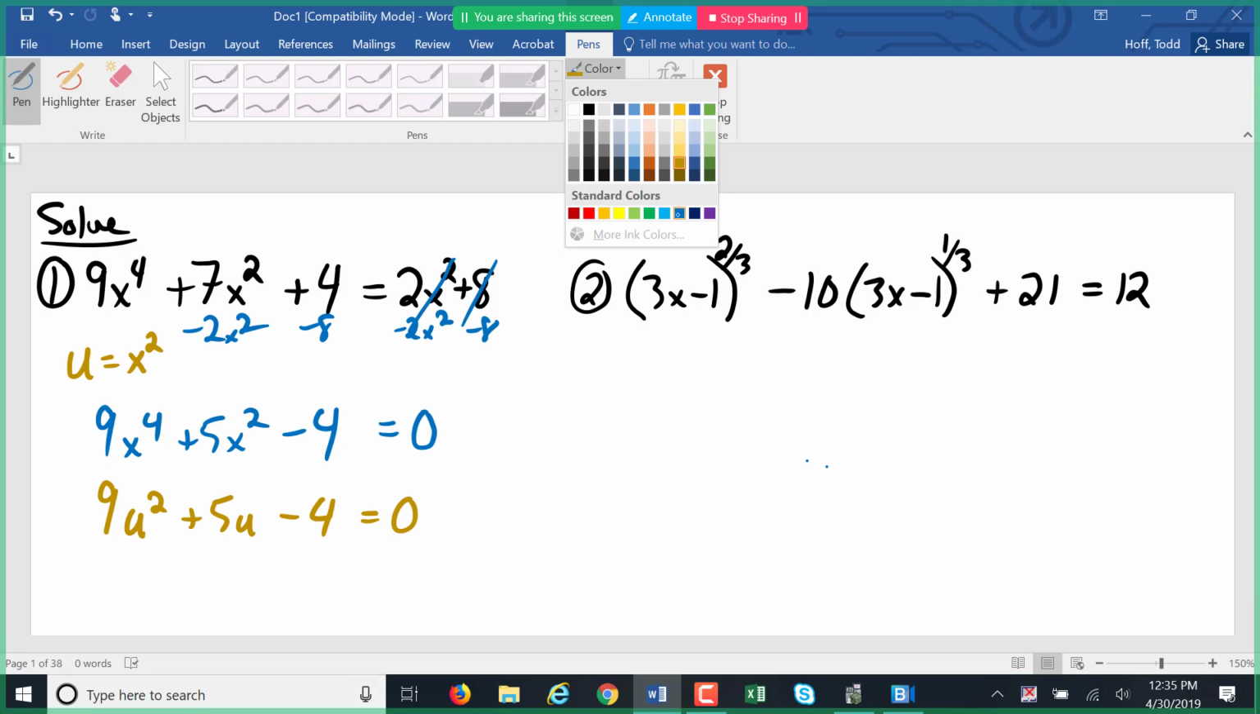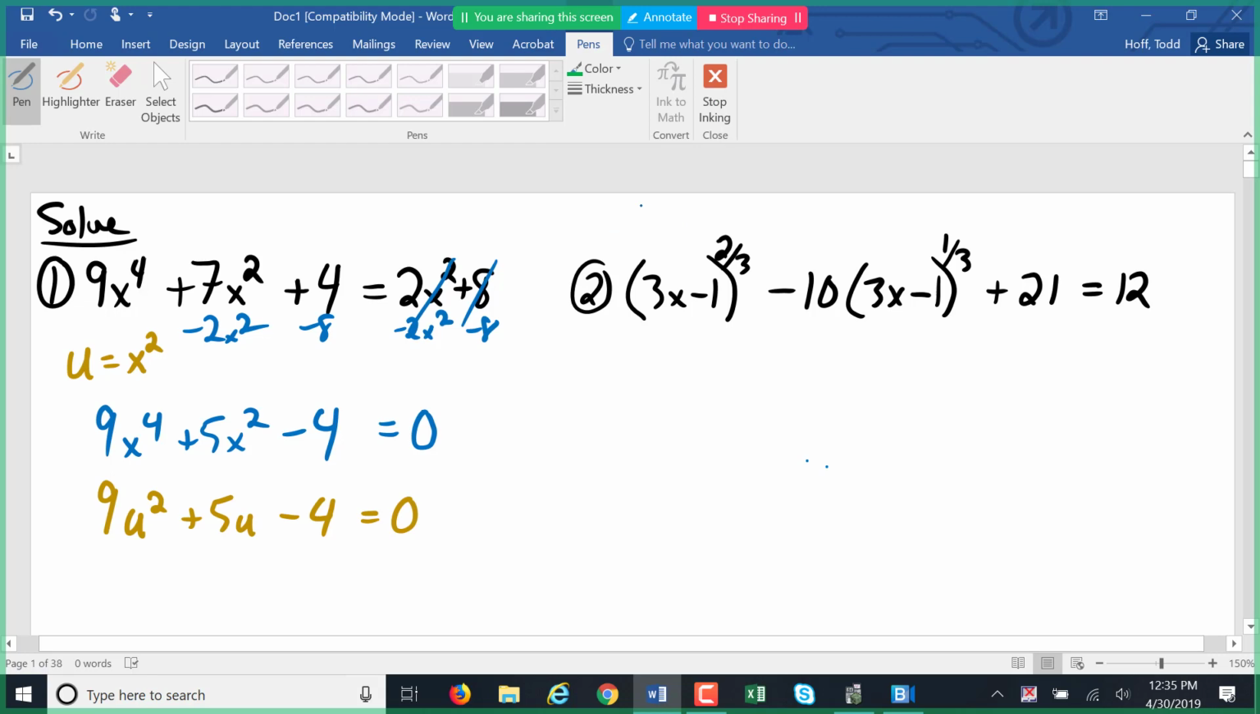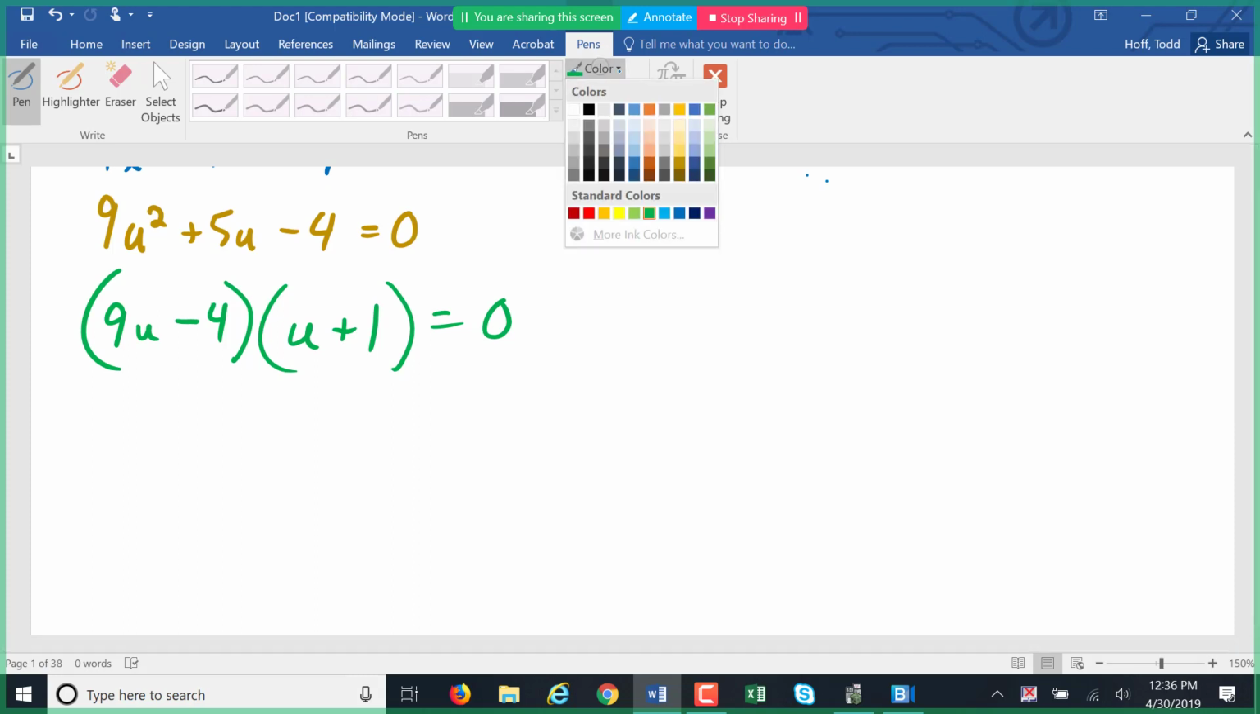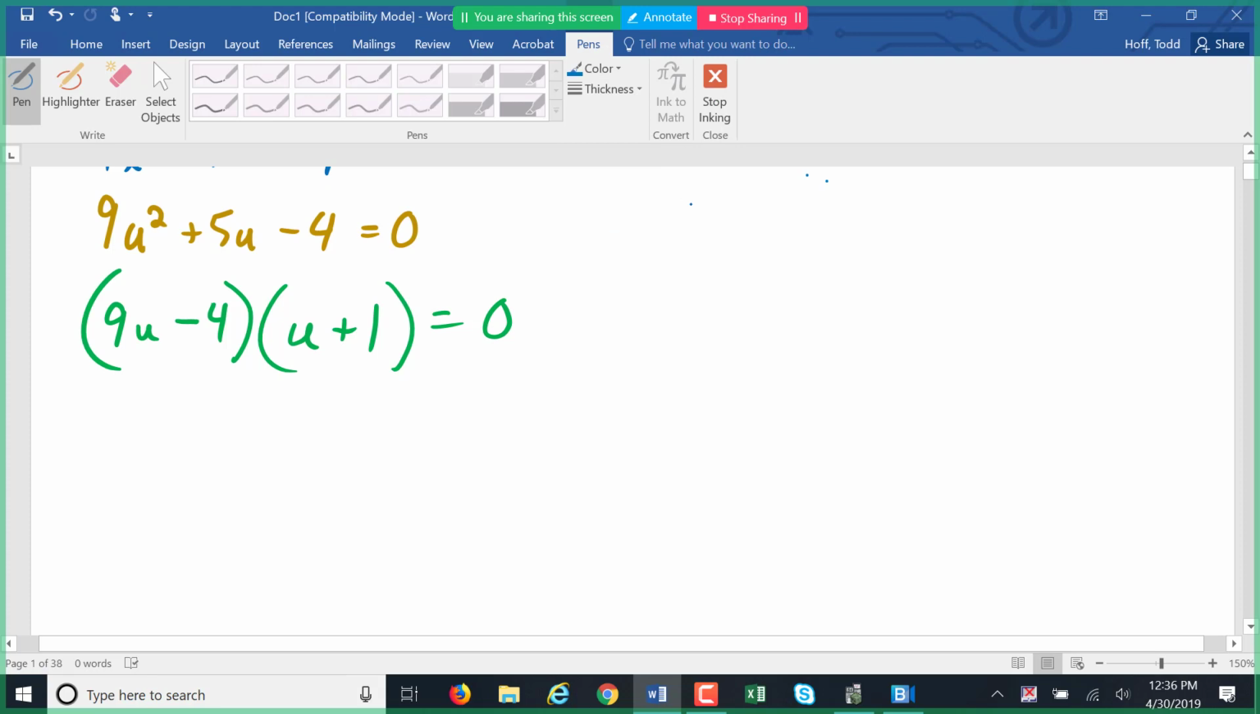Is this factorable? Let's try it as 3u and 3u. Does that work out? No, it will not. But if we do 9u and just u, or 1u, if we do negative 4 and plus 1, that will work. You could have used the quadratic formula, you'll get the same result. So now we have 9u minus 4 equals 0, or u plus 1 equals 0.